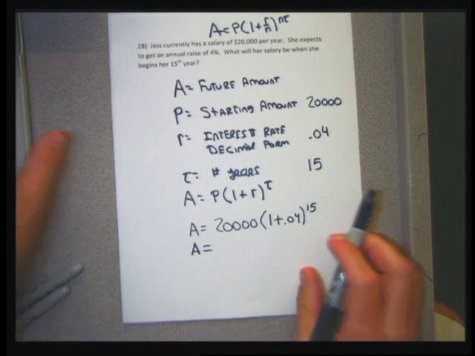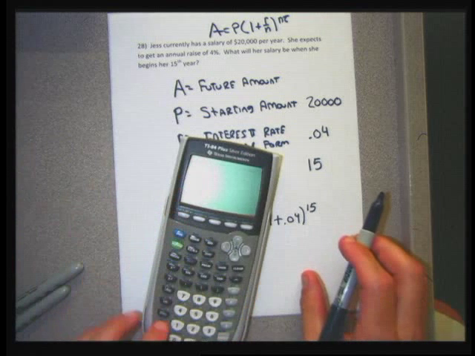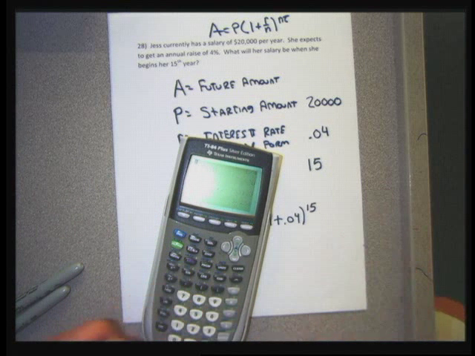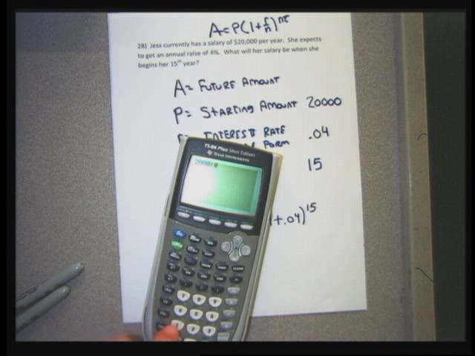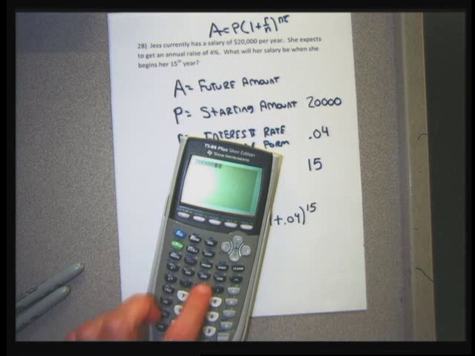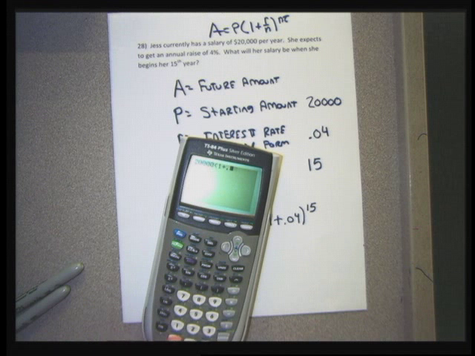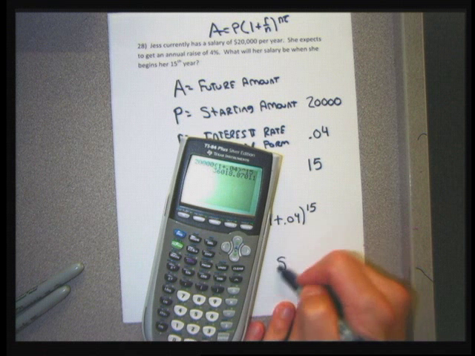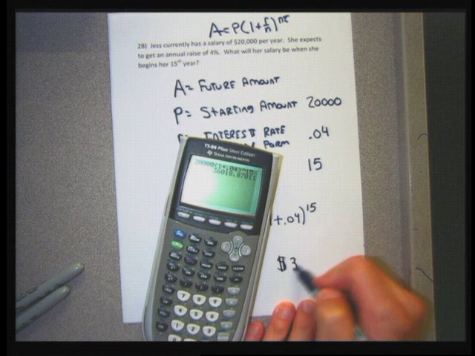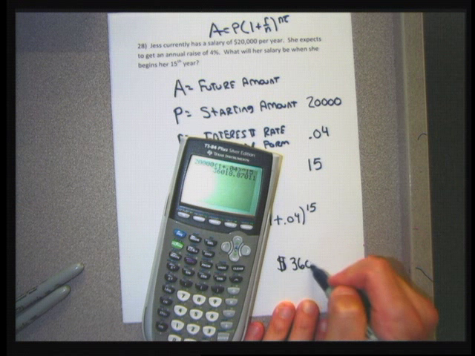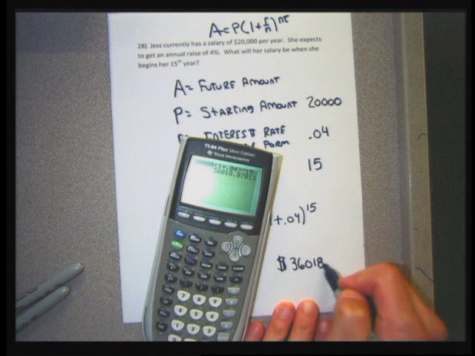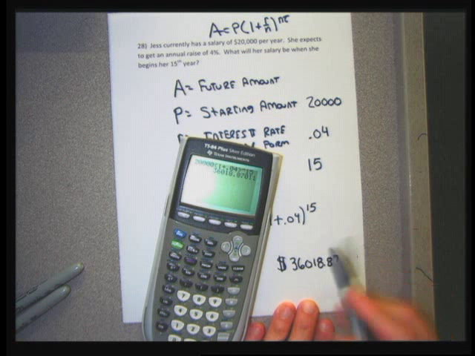And hopefully it's a bit more than 20,000. 4% per year is a good raise, actually. I love a 4% raise. So 20,000 times 1 plus 0.04 up arrow 15. $36,018, and I'm going to round to 2 decimal places. So for her salary in 15 years, $36,018.87 15 years from now.